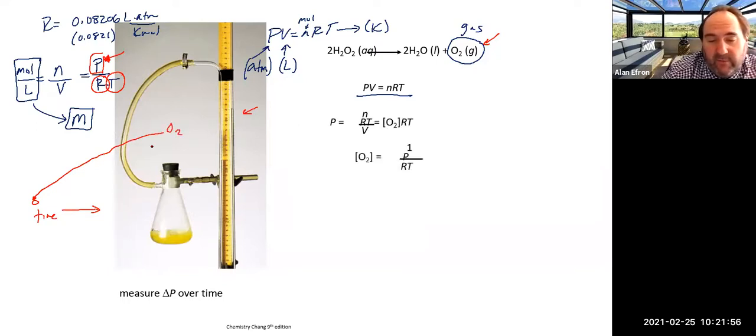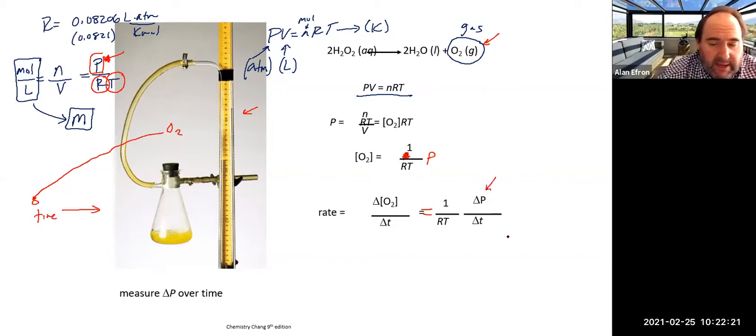Using that arrangement and what I wrote on there, we could take 1 over RT times P. We get that the rate is equal to the change in concentration of O2 over the change in time, which basically means 1 over RT times delta P. So really, these are the only two things you would have to monitor: the pressure, and, since it has to do with time, the time. We're then able to follow how oxygen is changing as this reaction progresses.